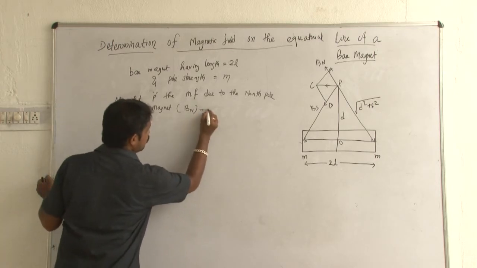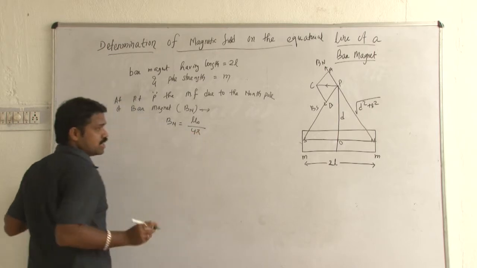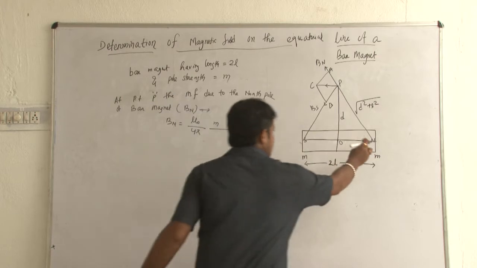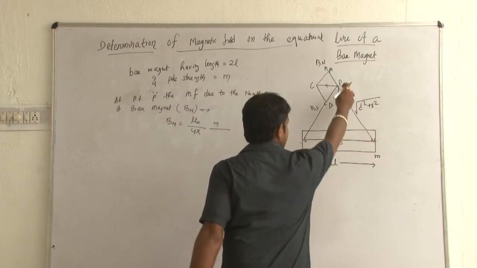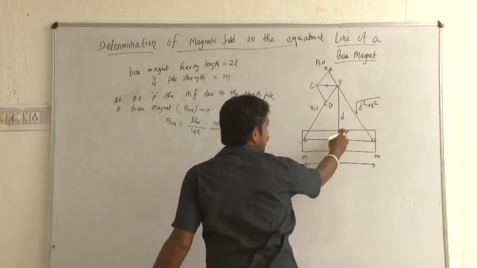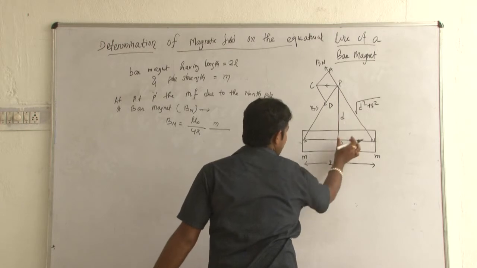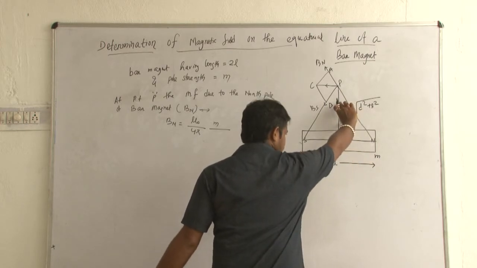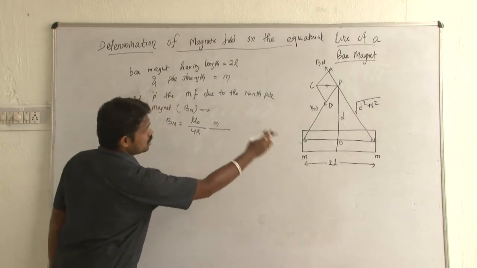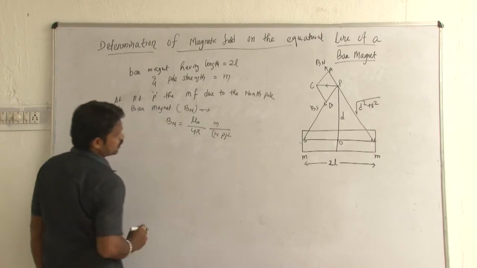Clear? So let us apply the formula. So Bn is equal to mu 0 divided by 4 pi, pole strength divided by the distance between the pole, that is the north pole, and the point P, squared. So what is the distance? The distance of point P from the midpoint is d. The length 2l means this is l and this is l. So this is l and this is d. Again I repeat, this is l and this is d. So the distance NP is the square root of d square plus l square.